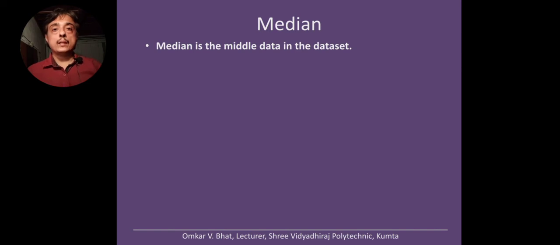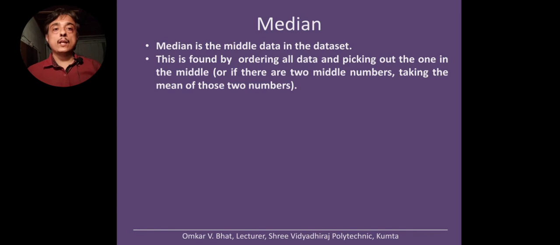So how is this calculated or how is this found? Median is found first by arranging the data set in ascending order and then picking out the one in the middle. See, if there are two data in the middle, then you need to take mean of those two data. You need to take average of those two data. Then that average becomes median.